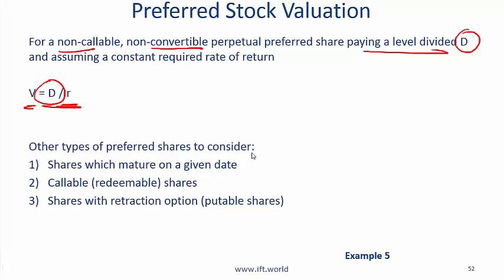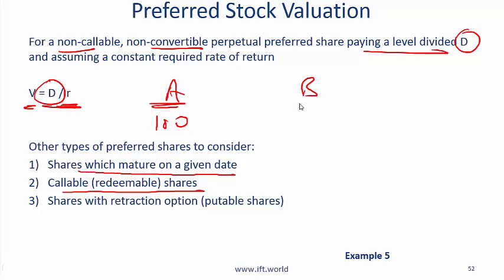Other types of preferred shares to consider: shares which mature on a given date. So there you look at all the cash flow till that date. Callable shares. Let's say that you have two shares A and B. A is non-convertible, non-callable, and this has a value of 100. B is callable. Should this have a value more than 100 or less than 100? It should have a value less than 100. I'm just picking numbers here. Why? Because you as an investor don't like the fact that it's callable, so you'll pay less for it.